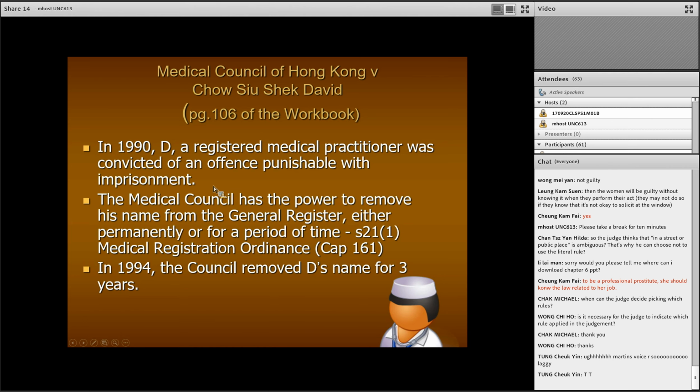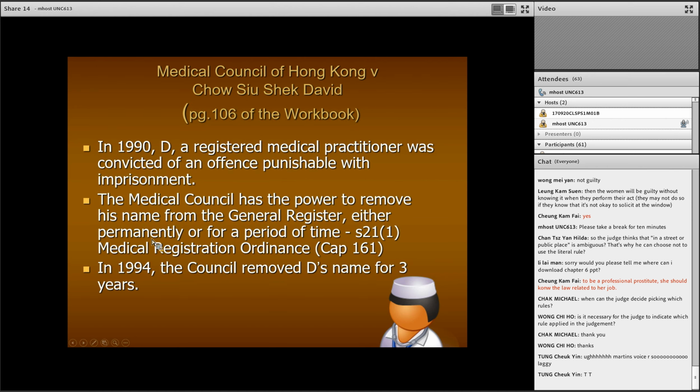he was charged by the court twice. In 1990, the defendant Dr. Chow, a registered medical practitioner, was convicted of an offense punishable with imprisonment. Usually in Hong Kong, professionals are regulated by their own professional body. Just like lawyers are regulated by the Law Society or Bar Association, doctors are regulated by the Medical Council. The Medical Council has the power to remove his name from the general register either permanently or for a period of time.